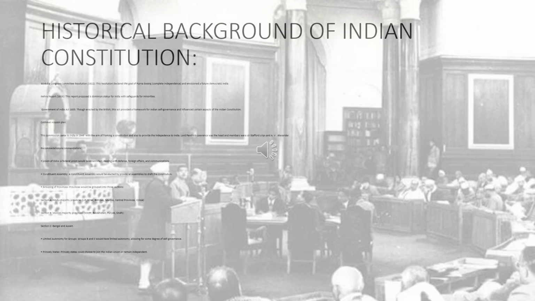Historical background of Indian constitution. All India Congress Committee Resolution 1922. This resolution declared the goal of Purna Swaraj, which means complete independence, and envisioned a future democratic India. Nehru Report 1928. This report proposed providing dominion status to India while safeguarding minorities. Government of India Act 1935. Even though this act was enacted by the British, it gave importance to self-governance and also influenced certain aspects of the Indian constitution.